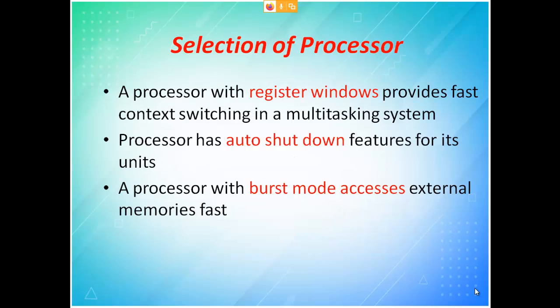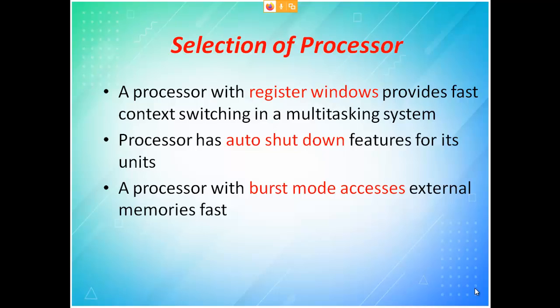A processor with a register window provides faster context switch in a multitasking system. So when you go for multitasking, obviously you should have more registers. See, in 8085 I cannot do matrix manipulation and all, because the number of registers I am having is less. If you want to do that, you have to increase the number of registers. So that is what I have already told, that is register window.